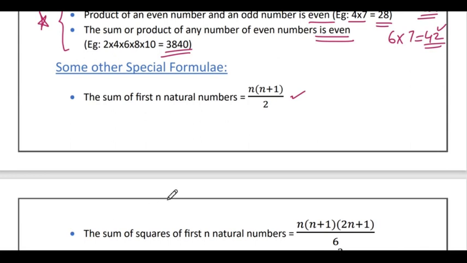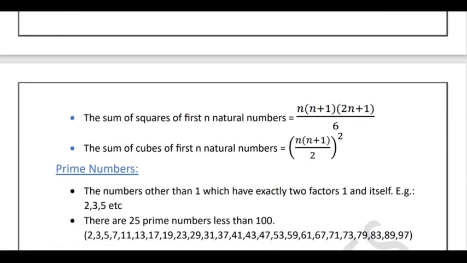N is a natural number. And the sum of squares of first n natural numbers can be found out by using the formula n into n plus 1 into 2n plus 1 by 6. And sum of cubes of first n natural numbers can be found out using the formula n into n plus 1 by 2, the whole square.